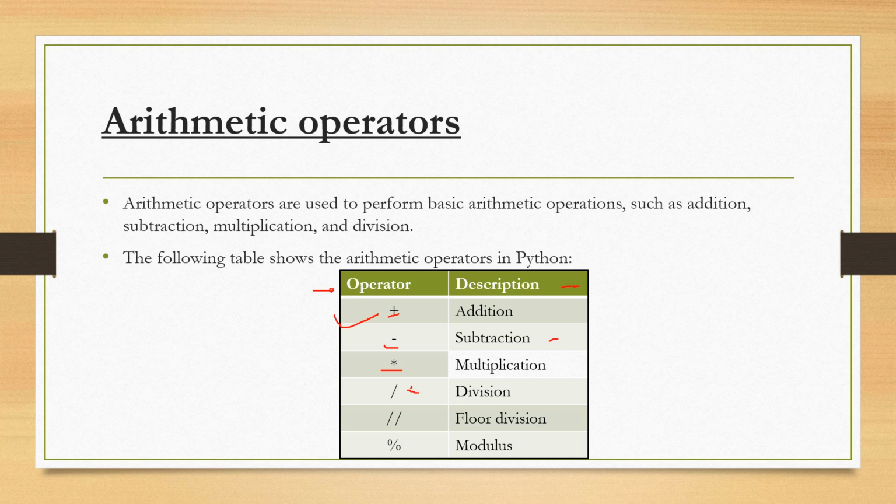If we are dividing 5 by 2, then we get a quotient of 2.5. But by using floor division, we get only 2 as our quotient. So this is known as floor division. And modulus means when we take the division, for the remainder we use this modulo operator, the percentage sign. So we get only the remainder of our division. This is the modulo operator.